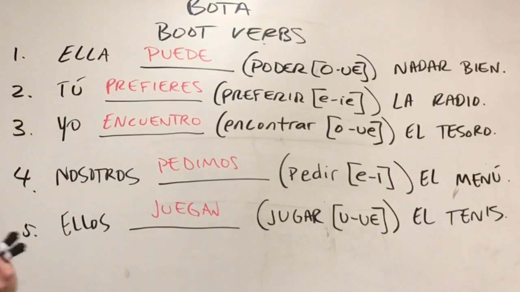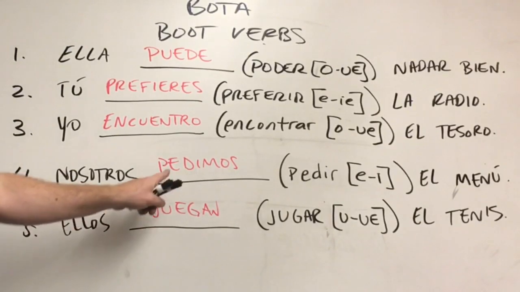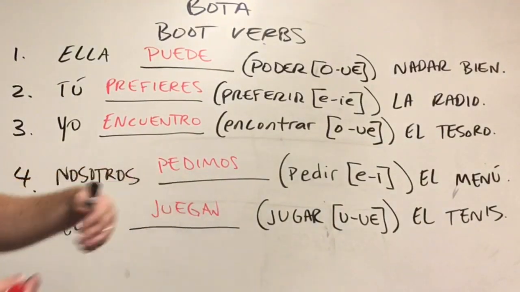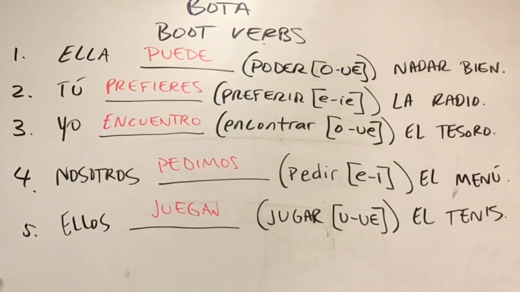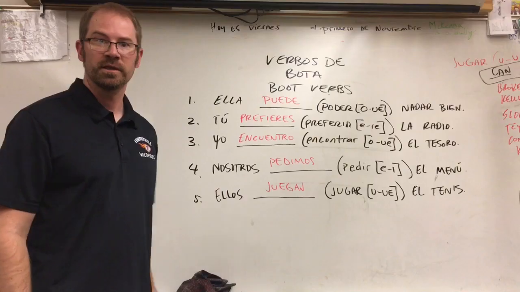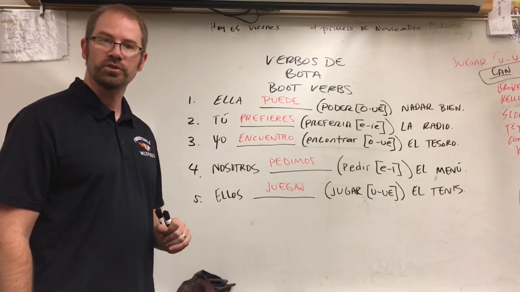Número 3, yo encuentro el tesoro, so that O changes to a UE on the verb encontrar, I find the treasure. Número 4, nosotros pedimos el menú, so we ask for the menu. If you change the E to an I right here, remember that nosotros is in the top right of your verb chart. It's outside of the boot, so it shouldn't change. And then the last one, ellos juegan el tenis. They play tennis. So the U on jugar changes to a UE.